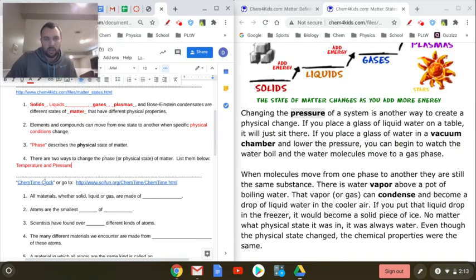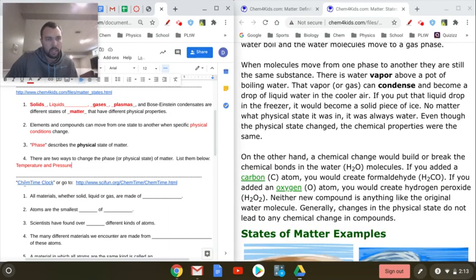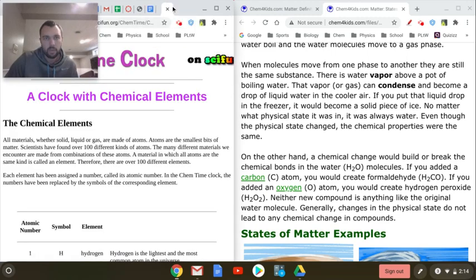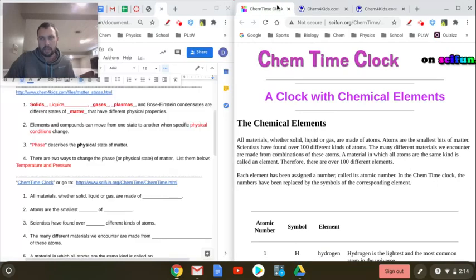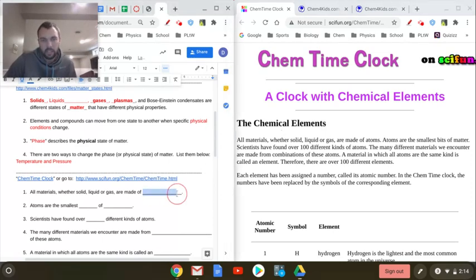All right, now we can go to the next website, which is Chem Time Clock here. I'm going to move this website over here. Okay. All materials, whether solid, liquid, or gas, are made of atoms. Right there, first sentence. Easy peasy lemon squeezy. Here we go. Atoms. Don't forget to highlight.